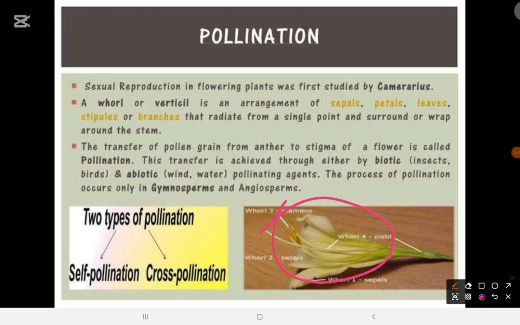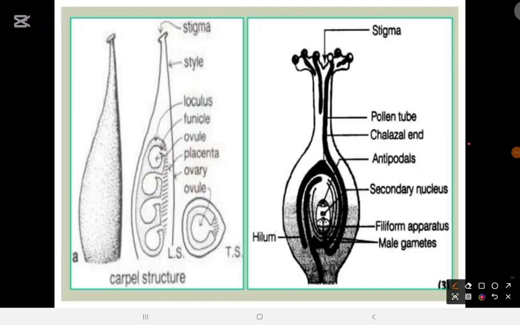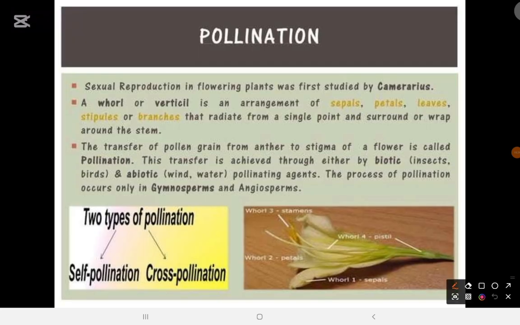Now, the process of pollination is basically the process of transfer of pollen grains from the anther to the stigma of a flower. Now, this process can be achieved either through biotic means or abiotic means. In the biotic means, we have living things such as insects assisting in the transfer of pollen grain, while in the abiotic means we have wind or water as the agents of pollination. Now, the process of pollination occurs only in angiosperms.